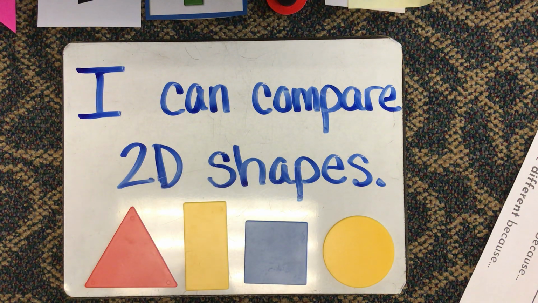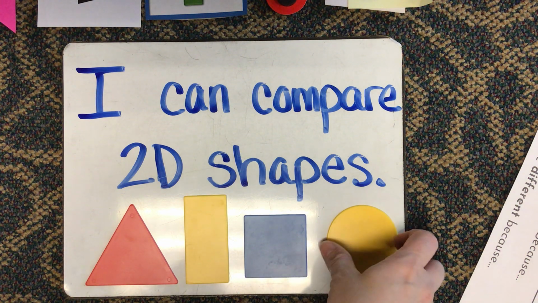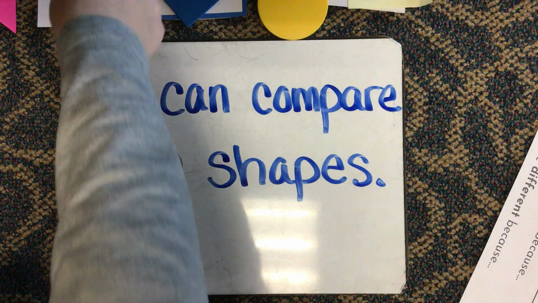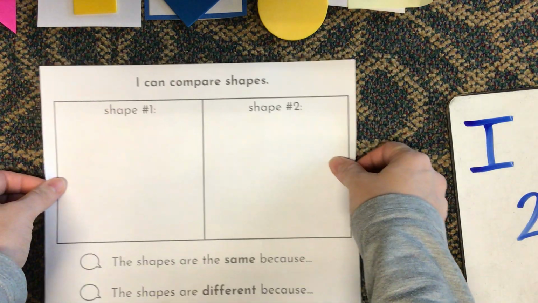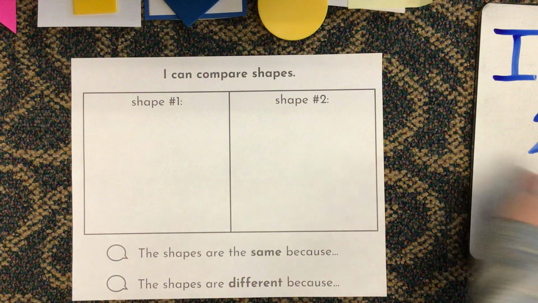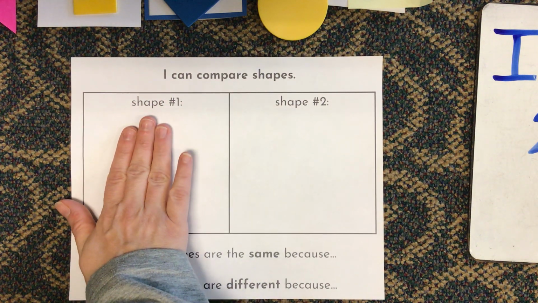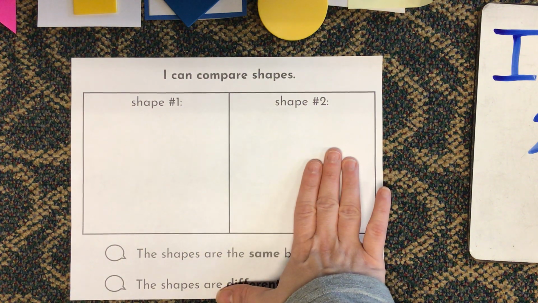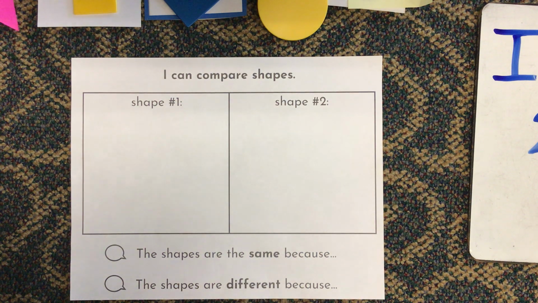Now remember, a 2D shape is a shape that is flat, like this triangle, rectangle, square, and circle. They are flat shapes. So what we're going to do today is compare some 2D shapes to each other. Okay, so right here, this paper says, I can compare shapes, and we're gonna put one shape over here for shape number 1 and another one here for shape number 2. And then we're gonna compare to see how the shapes are different and how the shapes are the same.